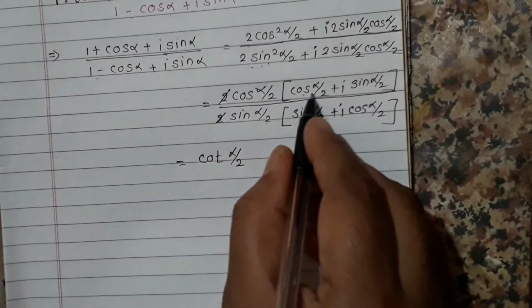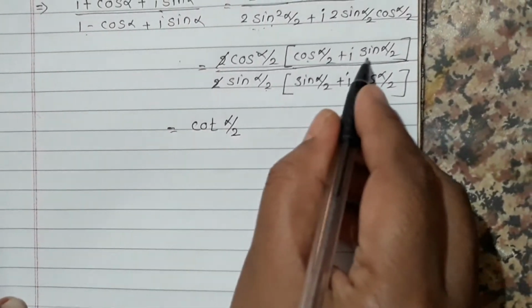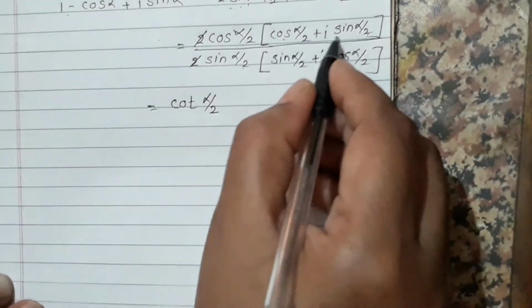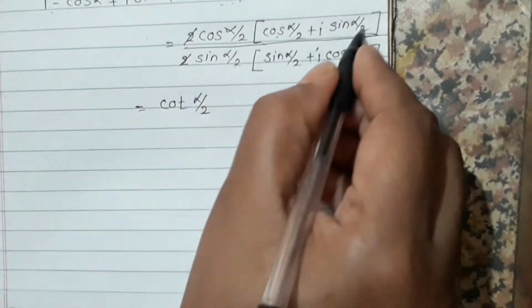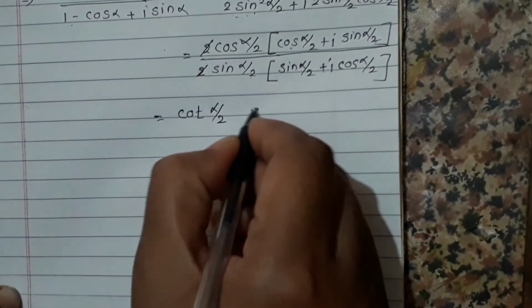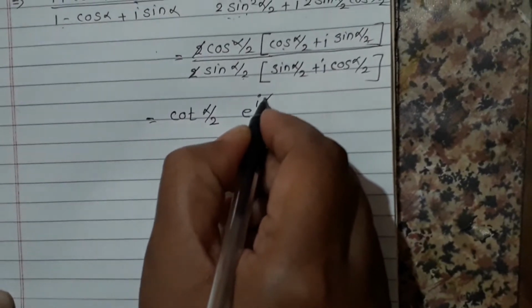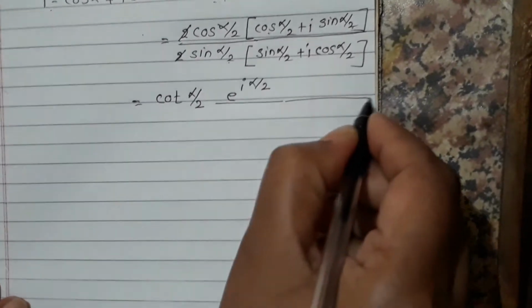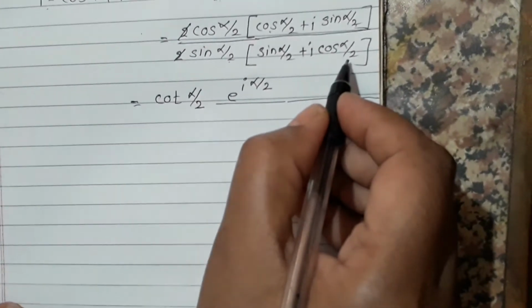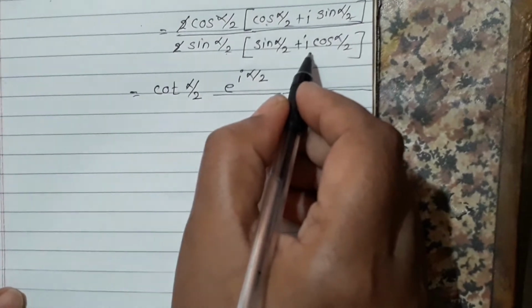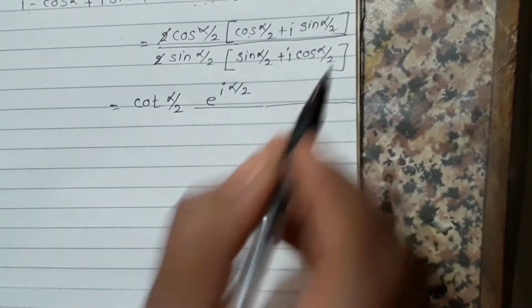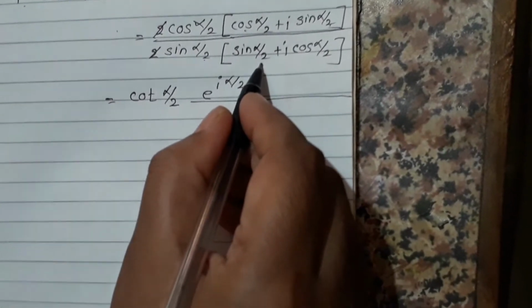Now if you see the numerator, it is in the form of cos theta plus i sin theta. Simply in place of theta there is alpha by 2. So we can write that term in the form of exponential, that is e raised to the power i alpha by 2. But the denominator is not in the form of cos theta plus i sin theta. There is sin alpha by 2 plus i into cos alpha by 2. But we can convert it in the form of cos and sin. So we can write that sin in terms of cos.